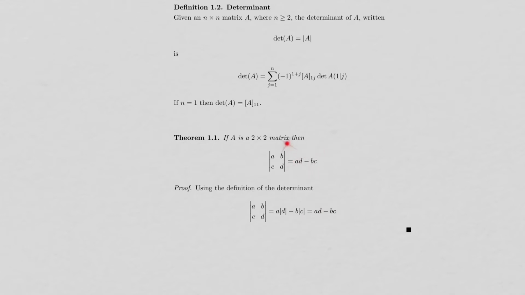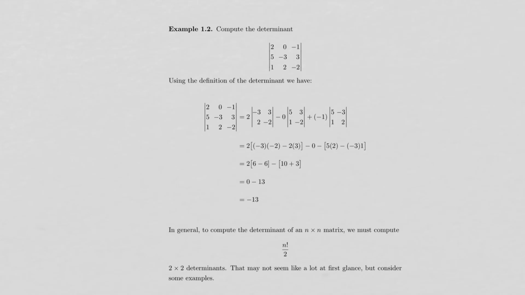Of course, when we use this theorem, we don't think about this definition. We just think multiply A times D and then subtract B times C. So you multiply across and then multiply across and subtract. Okay, so now let's see an example.